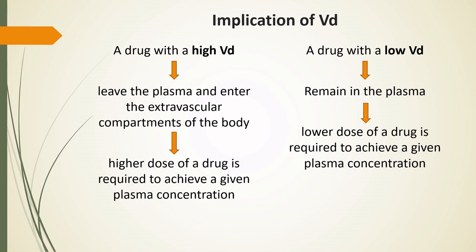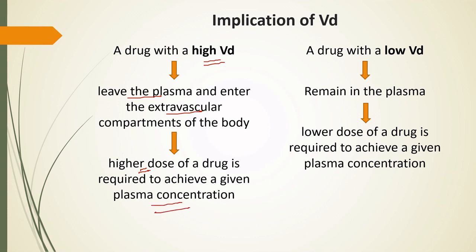The implication of the volume of distribution. Now a drug that will have a high volume of distribution means that the drug can be distributed very easily. So that drug is going to leave the plasma and then enter into the extravascular compartments of the body. Now since the drug is leaving the plasma and entering the extravascular compartments, hence a higher dose of the drug will be required to achieve a given plasma concentration.